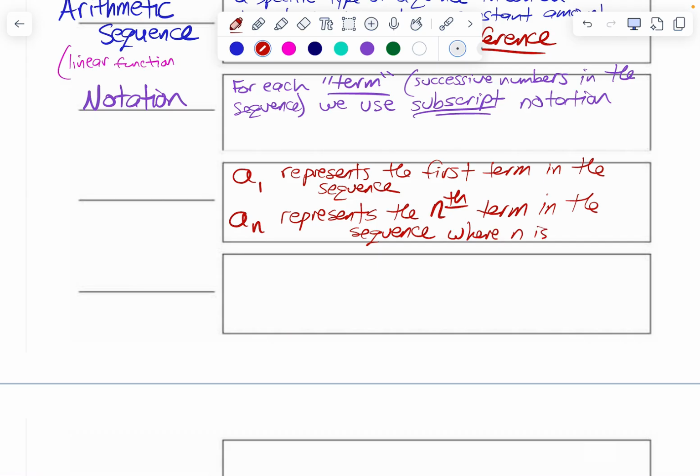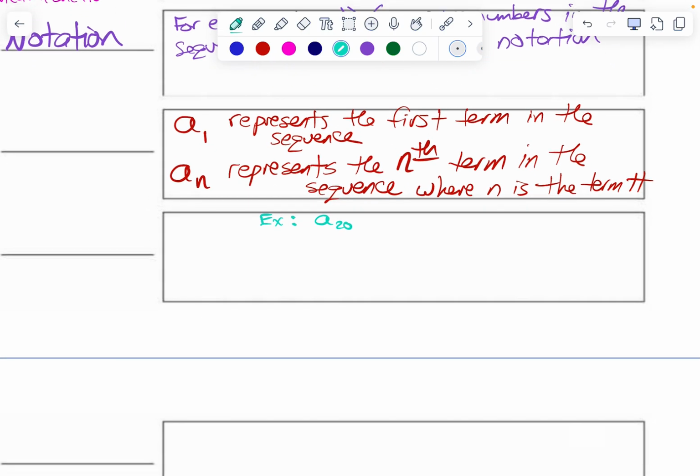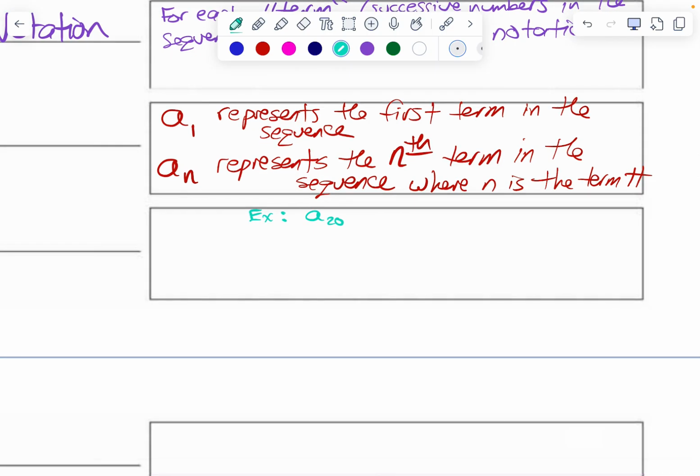Where n is the term number. Okay? Let's pause there and do a quick example. If I have a sub 20, what does that mean? The 20th term in the sequence. Yep. That's just the 20th term.